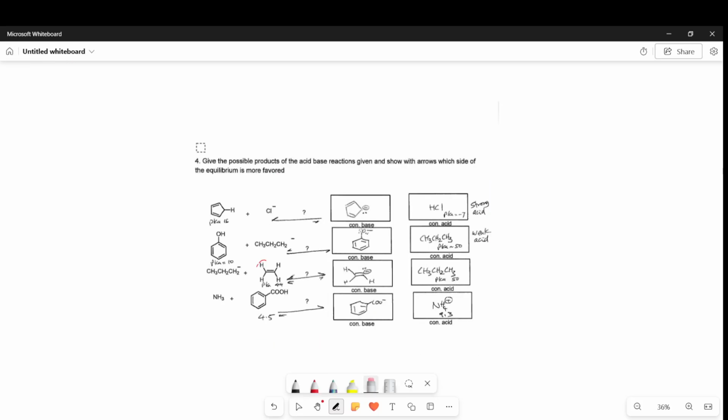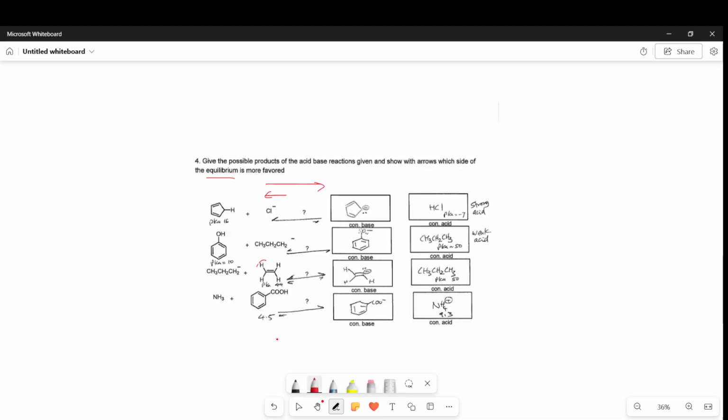The exam asks you to give the possible products of the acid-base reaction. So this is an acid-base reaction, and you show the arrows to indicate which side of the equilibrium is more favored. That means, is it going to the right or is it going to the left? So that's the question. This needs a knowledge of pKa. pKa means the strength of an acid. A high pKa number is a weak acid. A low pKa number is a strong acid.